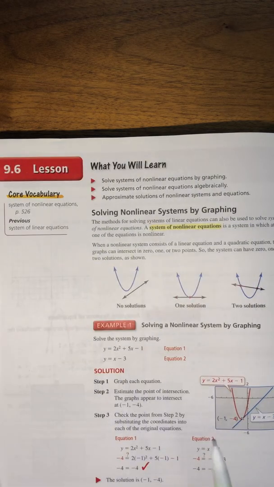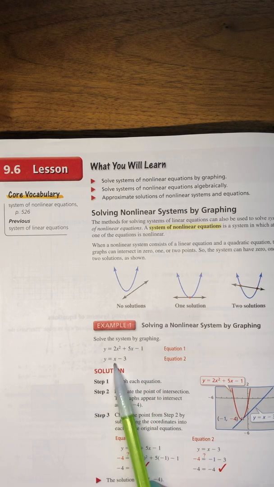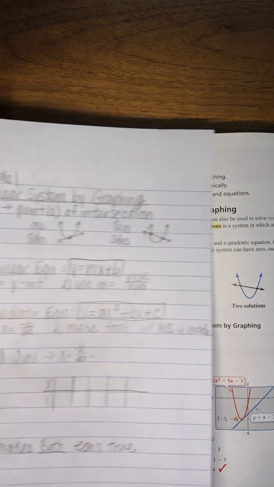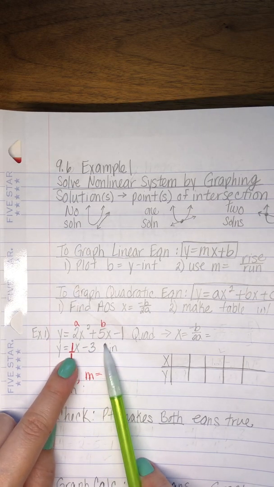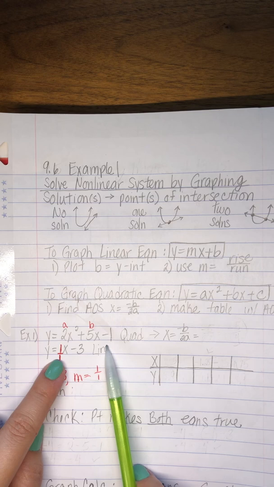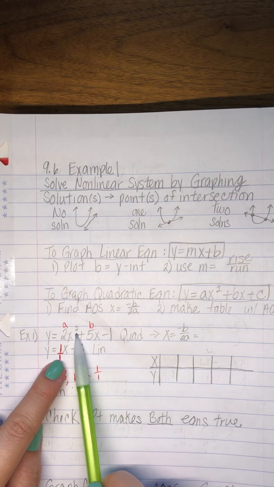Okay, we're going to take a look at example 1. This is coming from the textbook. I'm just going to do the whole example through with you. So let's copy down the equations. We have y equals 2x squared plus 5x minus 1. Right away, I can see this is a quadratic function because it has x squared.